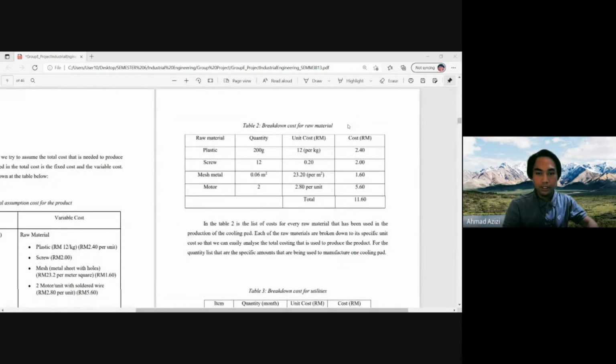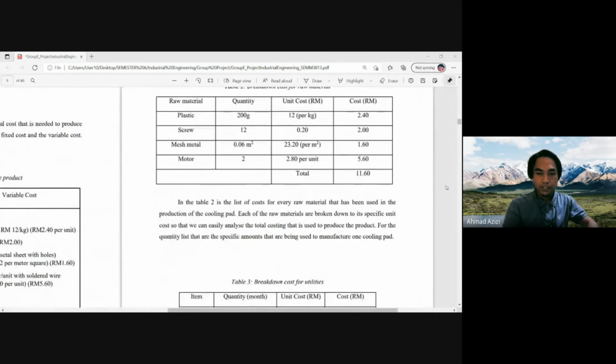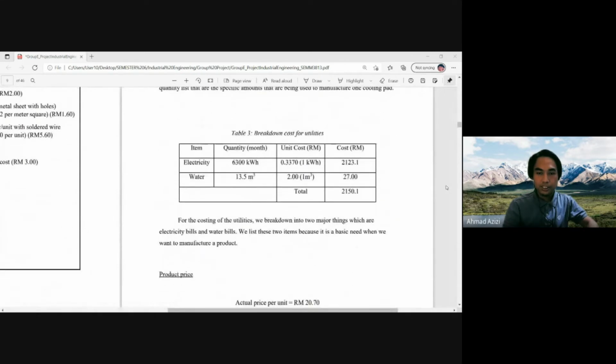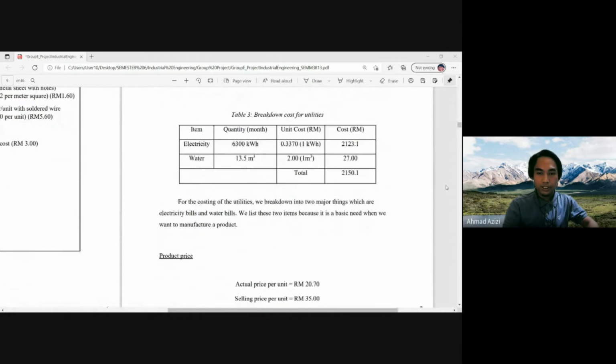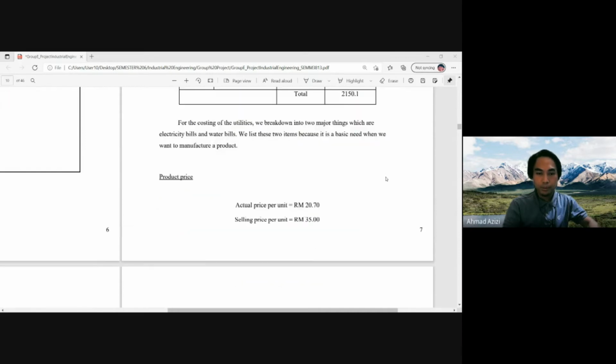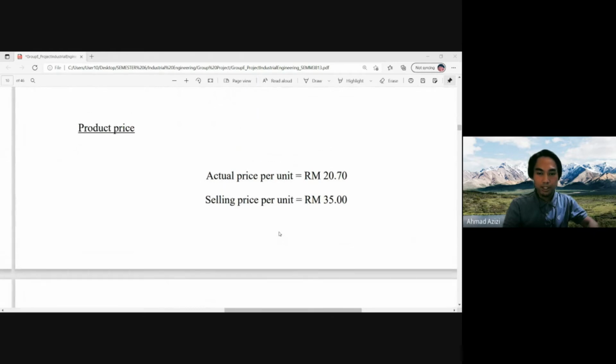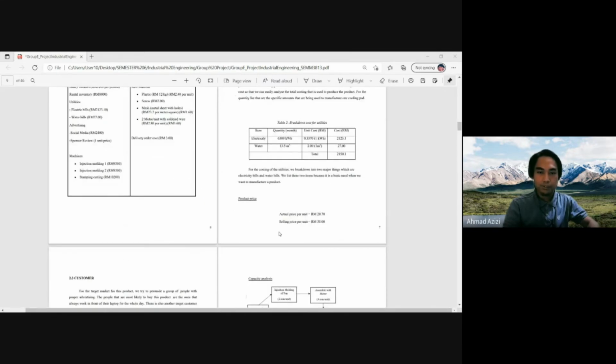Next, we break down the cost for the raw materials, where the total cost is 11 ringgit and 60 cents. Next is the breakdown cost for the utilities for the production of this product, where the total cost for both utilities is 2,150 ringgit. Based on all the costs that we listed above, we came to the conclusion that the actual price for this product is 20 ringgit and 70 cents, while our selling price per unit is 35 ringgit because we want to gain some profit from it.